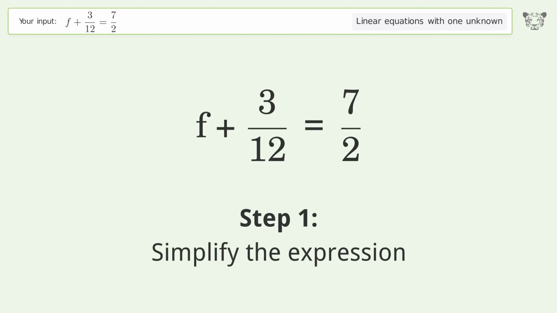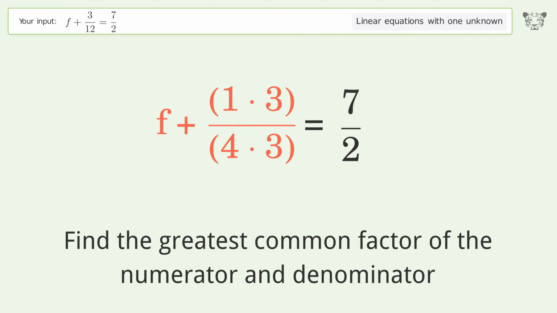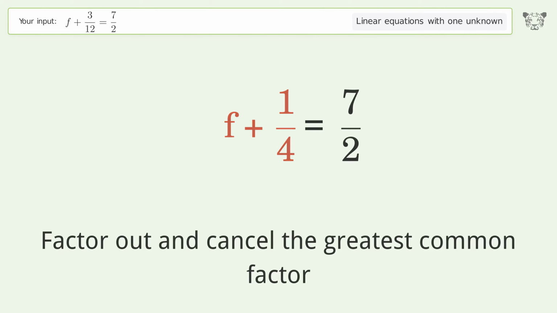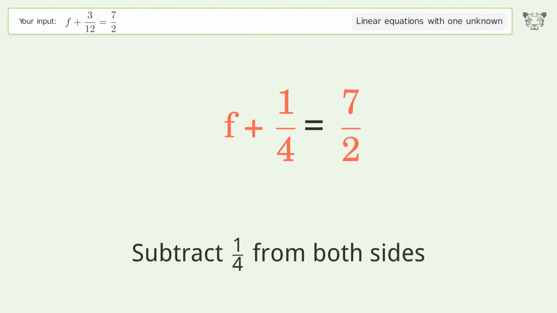Simplify the expression. Find the greatest common factor of the numerator and denominator. Factor out and cancel the greatest common factor. Group all constants on the right side of the equation. Subtract 1/4 from both sides.